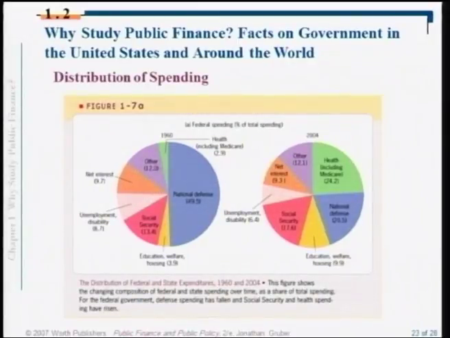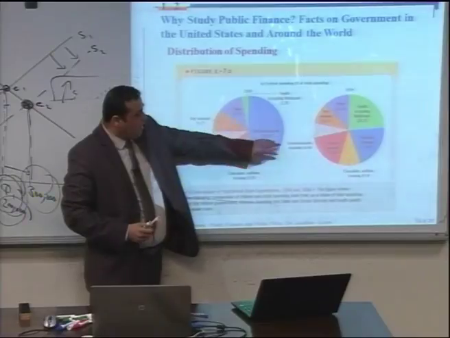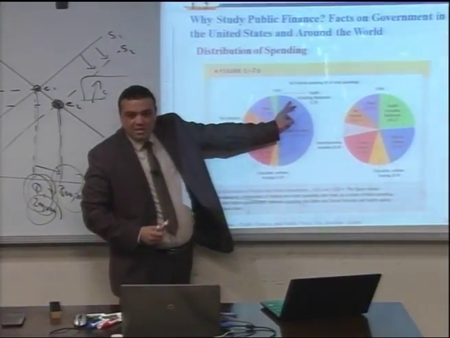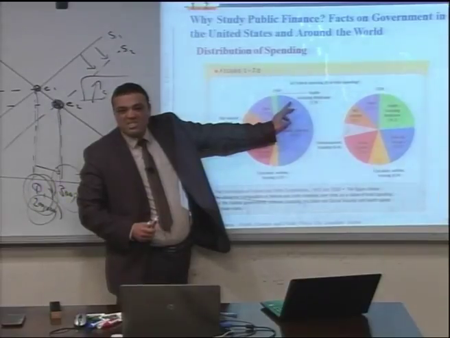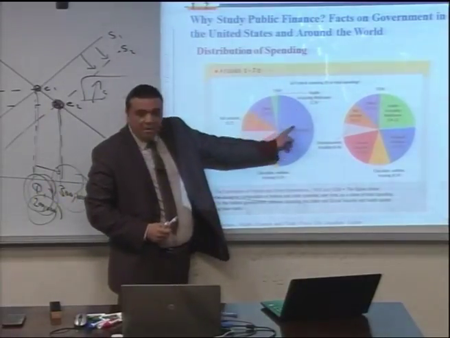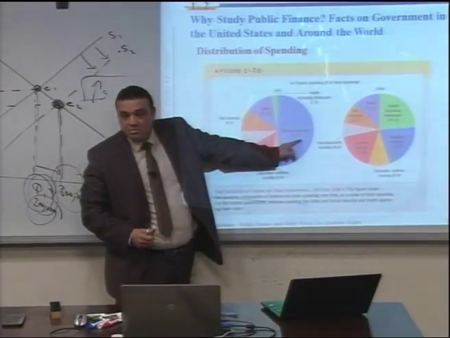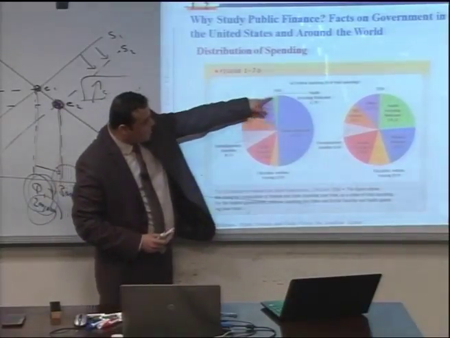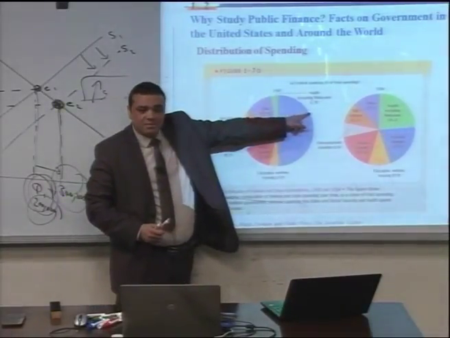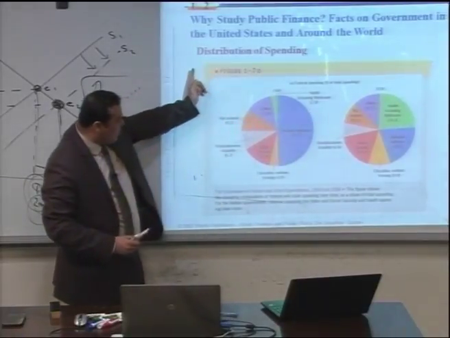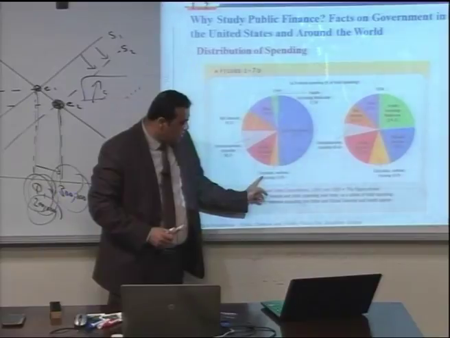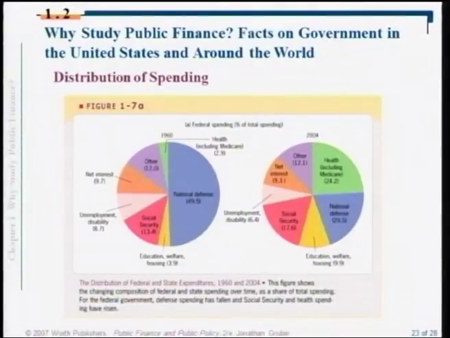Here you see the American government spending, the distribution of spending. As you see in this pie chart, in 1960, the U.S. government was spending about 90% of this budget on national defense. Allocation on health, as you see, was just 3%. On education, employment, and welfare, it was 3.9%.